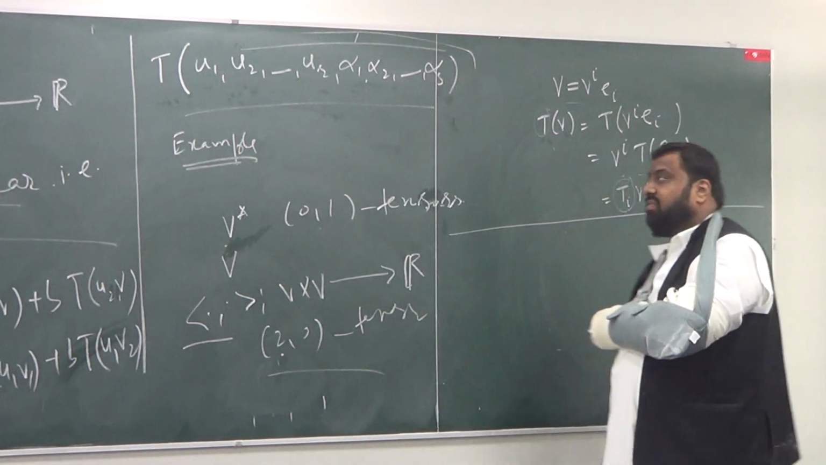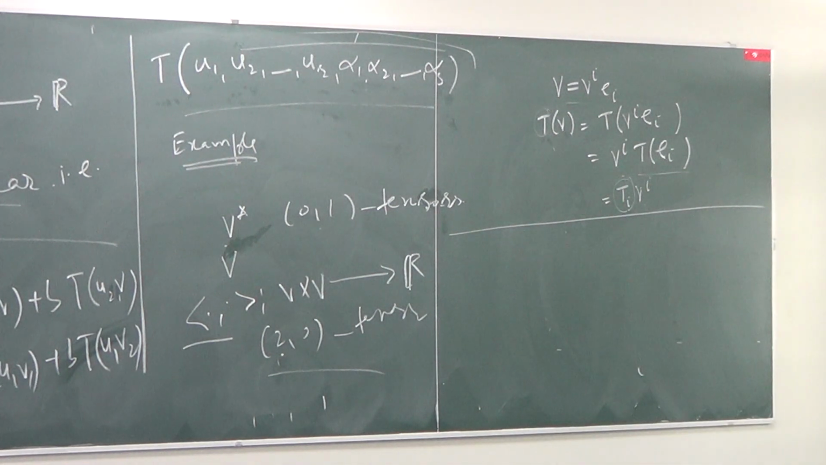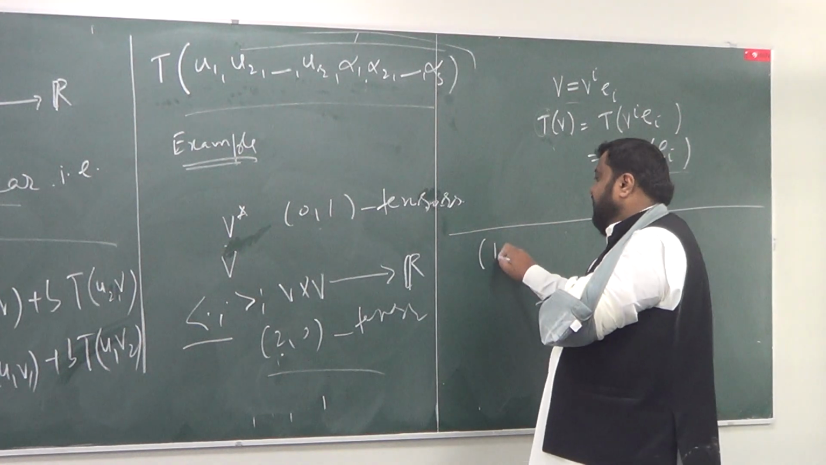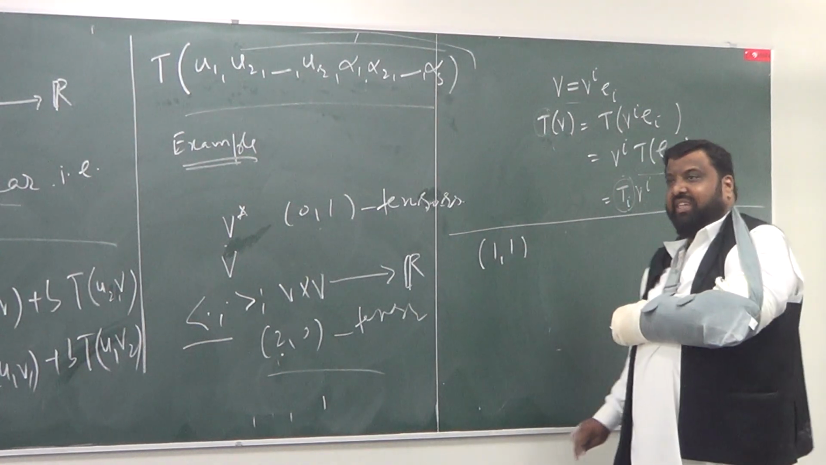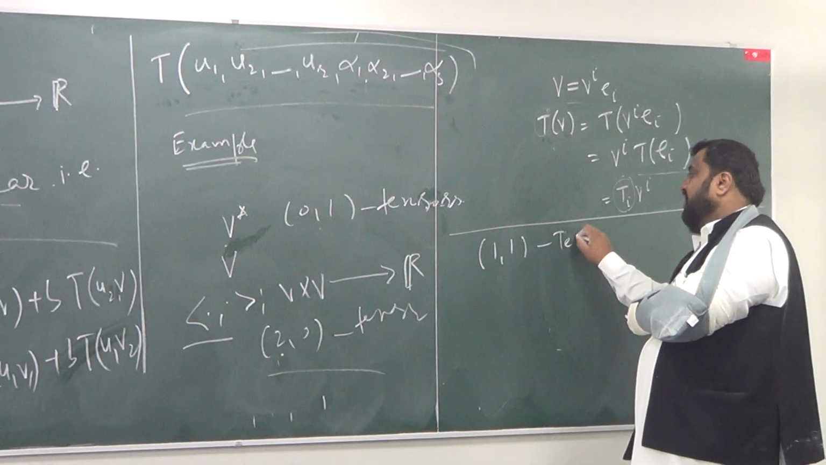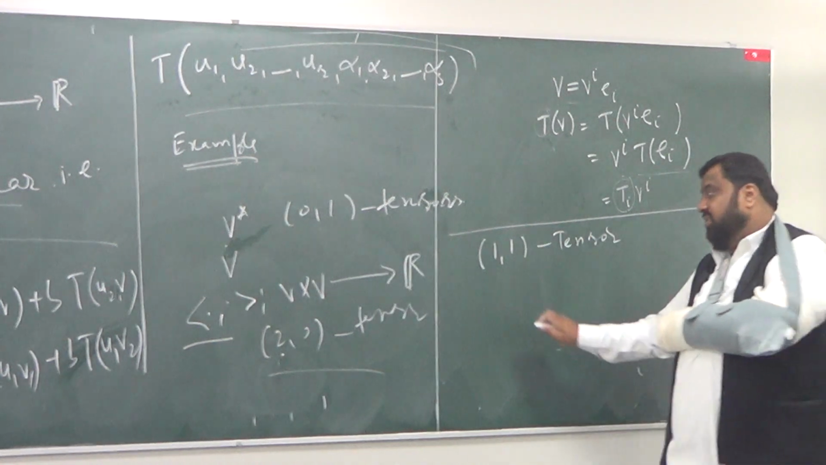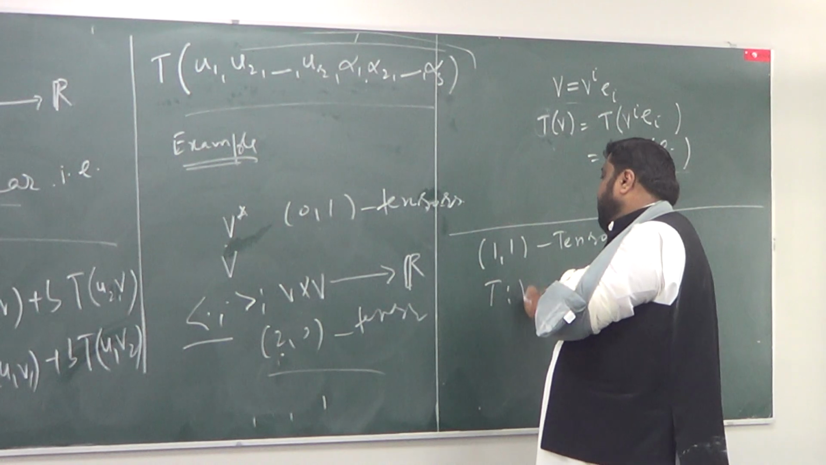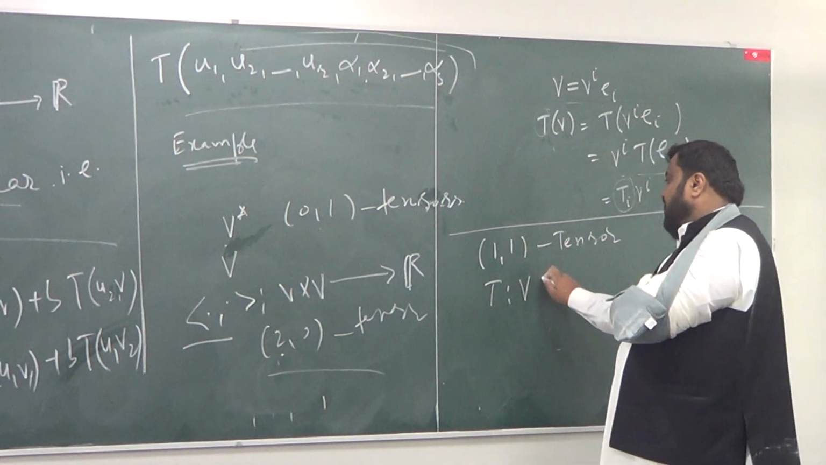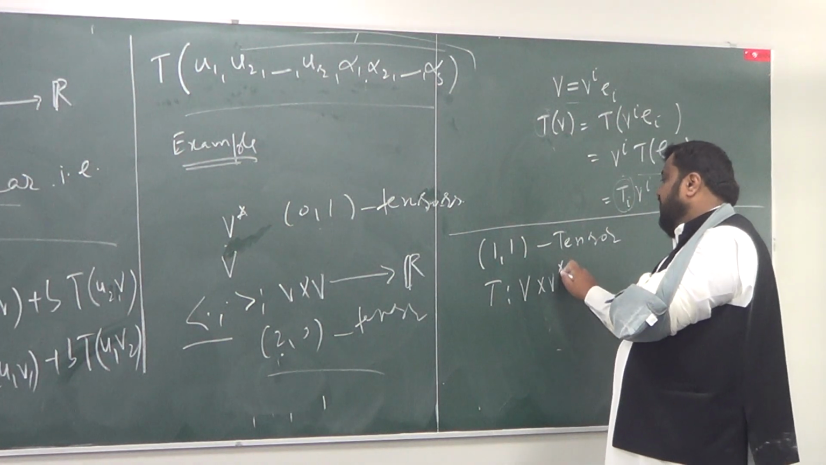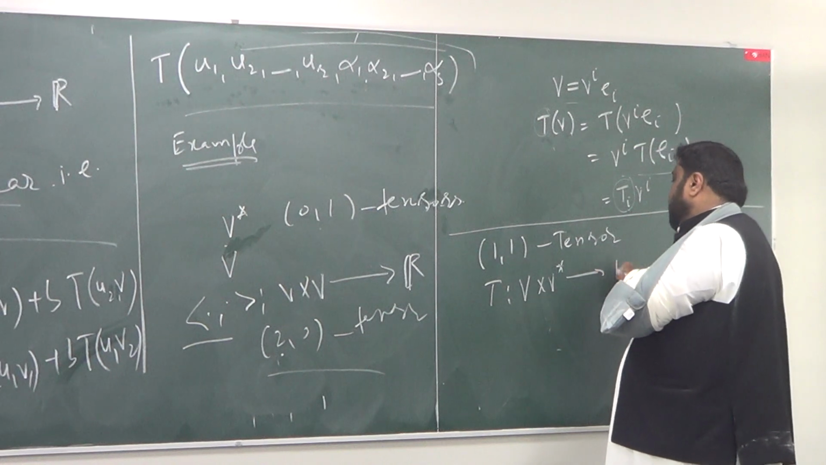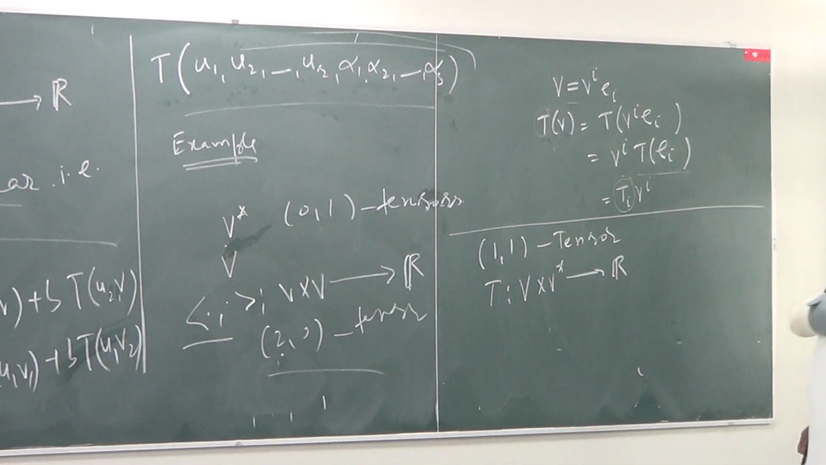The answer is, why not. Let's do it for one particular case. Let's not complicate our life. Let's do it for the (1,1) tensor. So what would be a (1,1) tensor? It's a map from V cross V star, so it's a map that swallows a vector and a covector and gives you a number.